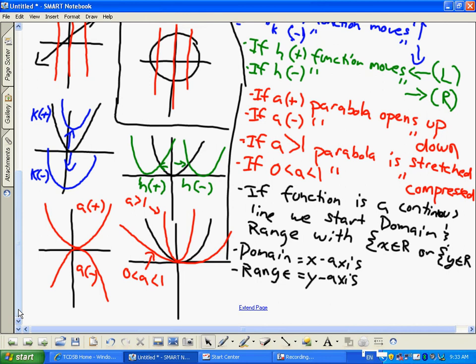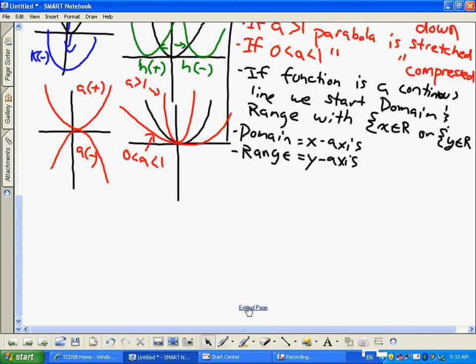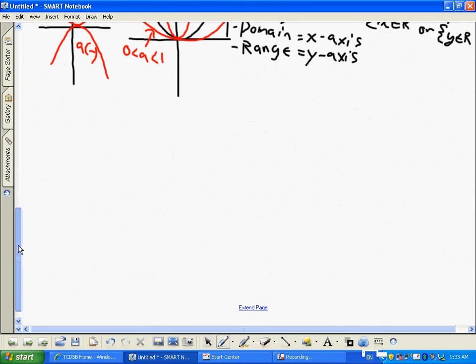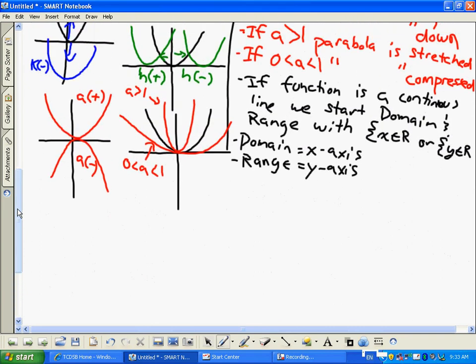You guys can make non-examples of these. It's up to you how you do it. The only non-example I think we really need is our vertical line test. We have examples of k, h, a. We're going to do one example of function notation. Is that good?